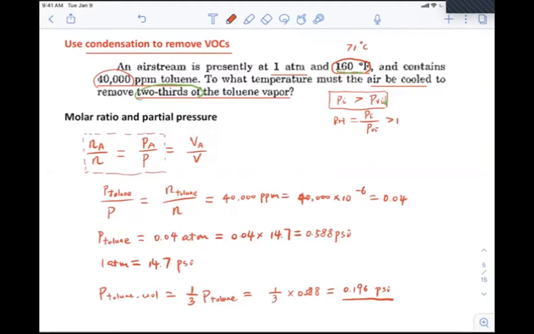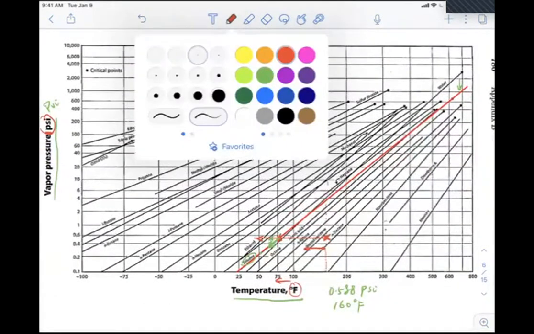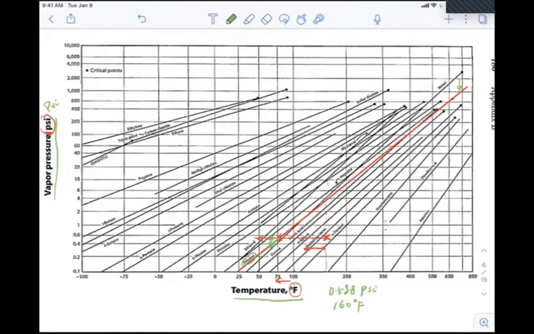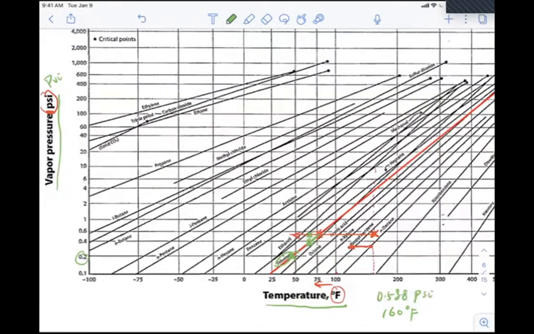So after the cooling process, the new pressure of this toluene is 0.196, which is close to 0.2. The goal right now is to find the point where the vapor pressure is 0.2 psi, and you can see that the point is right here. This is close to 0.196, and the temperature is between, let's say, 45 and 50. This is how we can use this vapor pressure curve to find the temperature where we can remove a certain amount of VOC.